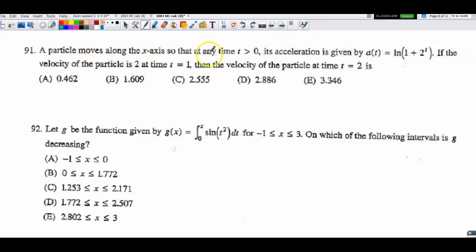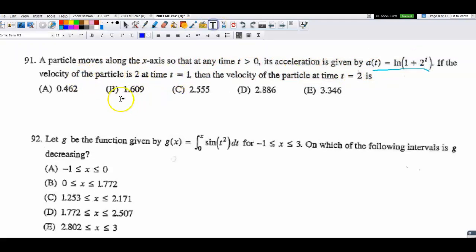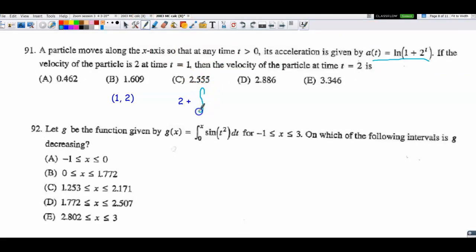Number 91, a particle moves along the x-axis so that its acceleration is given, and the velocity of the particle is 2 at t equal to 1. So we have an initial condition, (1, 2), and that's the velocity. And we want to find the velocity at t equal to 2. So this is an initial condition problem. We will have 2, the initial condition, plus the integral starting at where we left off, which is 1 to 2 of a of t dt.